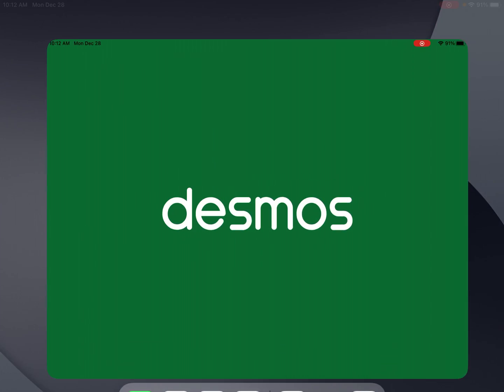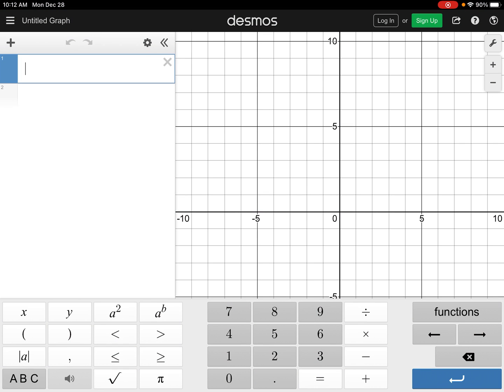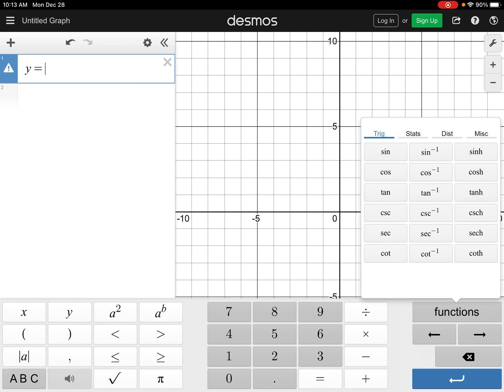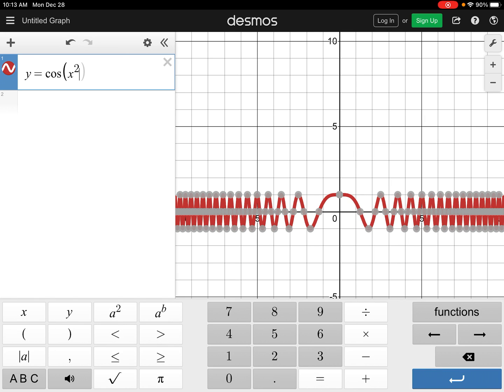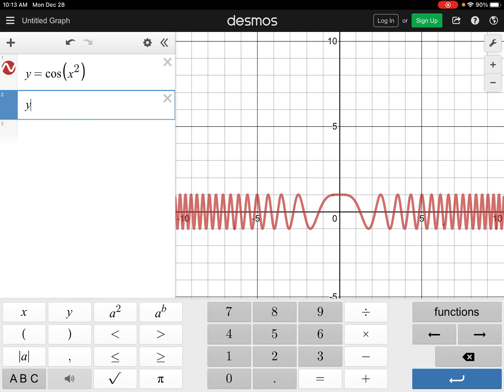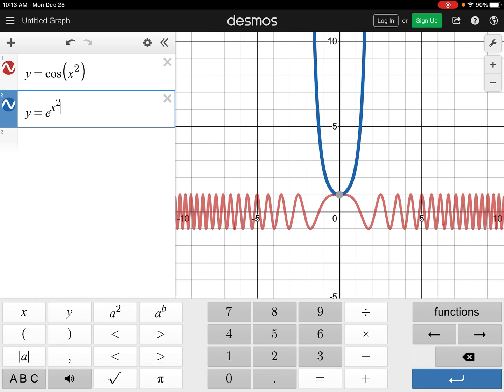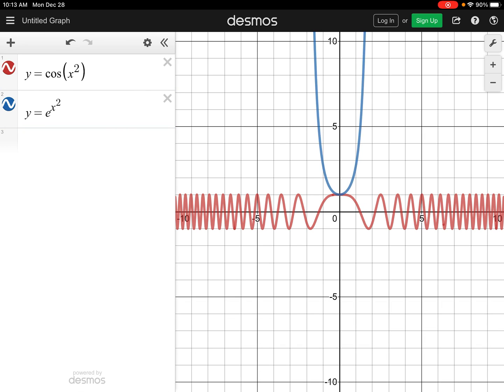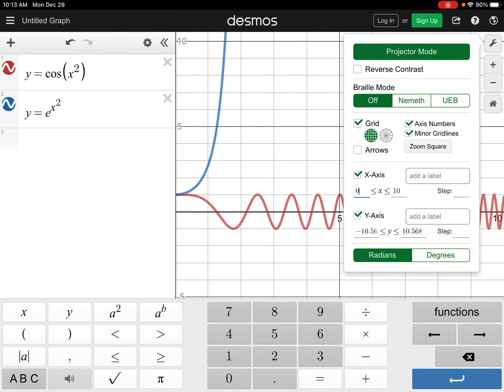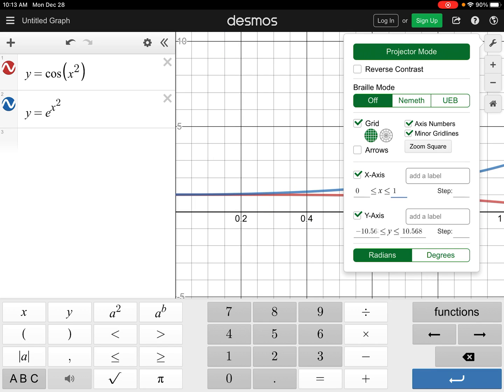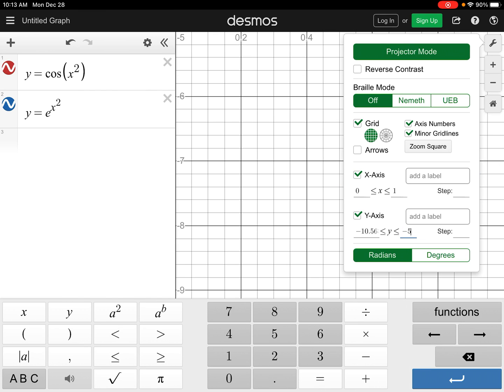I will use Desmos to graph these functions. So we've got y is equal to cosine of x squared and our other function is e to the x squared. All right, so we'll want to change our window, of course. So I'll do my window from 0 to 1, and then I will maybe shrink my domain down a little bit.